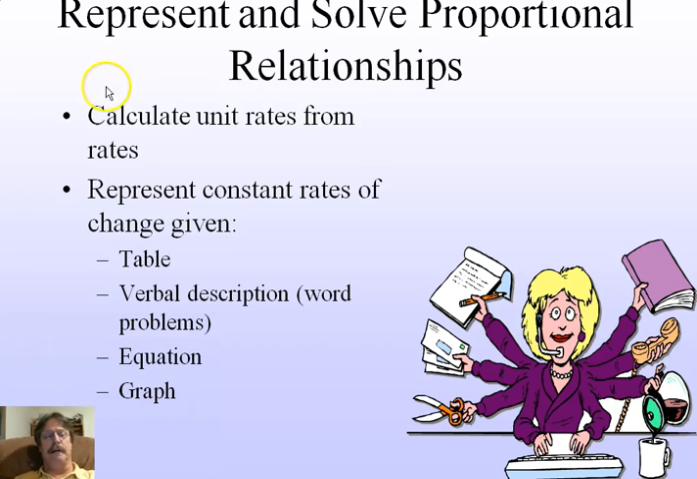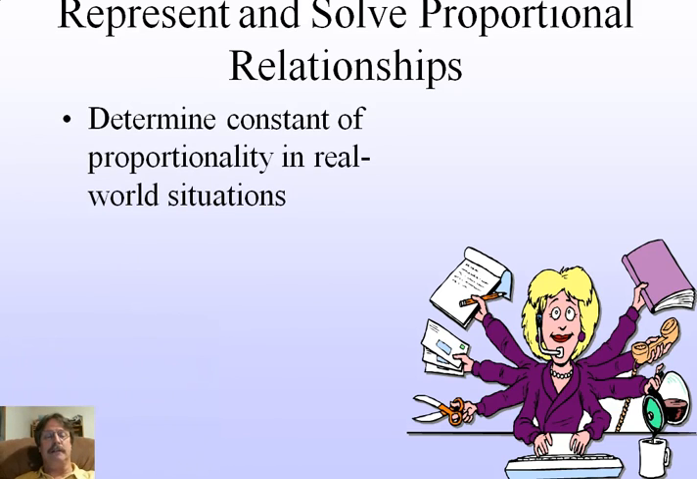You're going to learn how to calculate unit rates from rates, so that's some of the background information we want to talk about. How do you represent constant rates of change given a table or a verbal description, which are like word problems, equations, and a graph. And lastly, determine the constant of proportionality in real-world situations. So again, given that word problem, how can we figure that out?